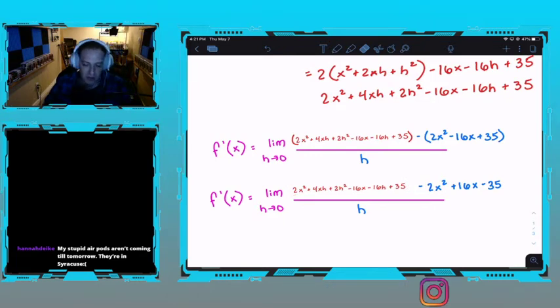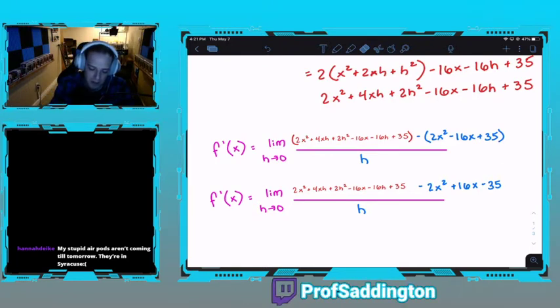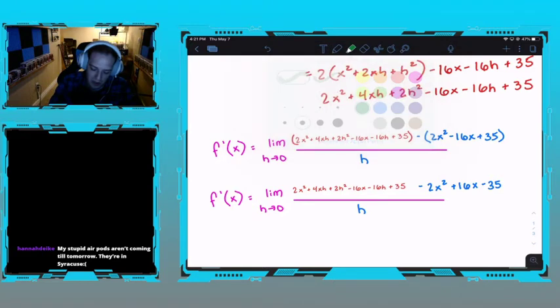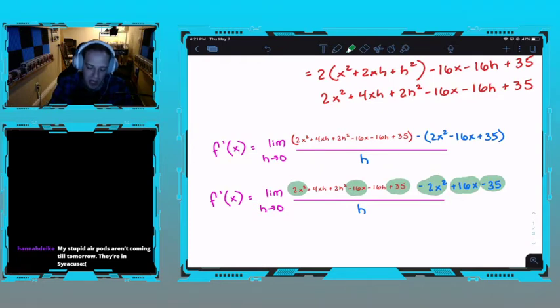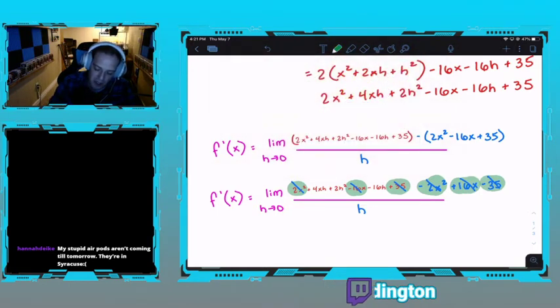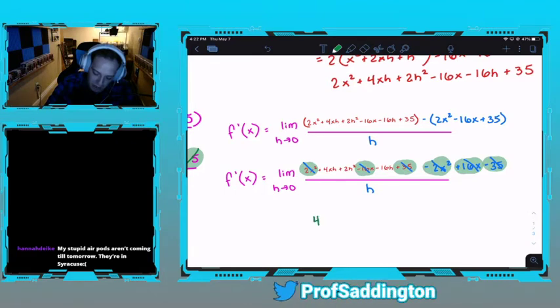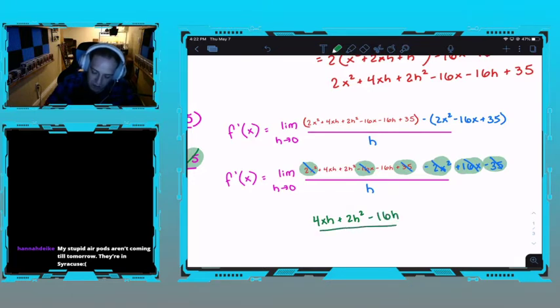Those parentheses will disappear because there's nothing we can combine in there. So now I'm just looking through to see if there's anything that can cancel out. And if we were to do that, we'll notice that the 2x squareds will cancel out. We'll notice that the 16x's will cancel out. And we'll also know that those 35s will cancel out because they're all opposites of each other. So really, this formula is going to be broken into 4xh plus 2h squared minus 16h all over h.